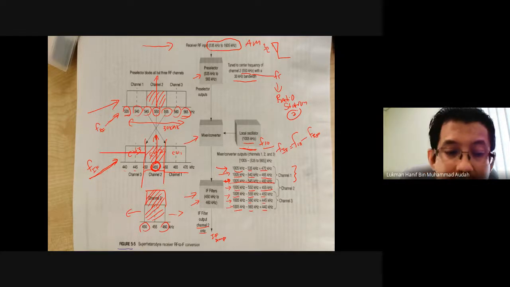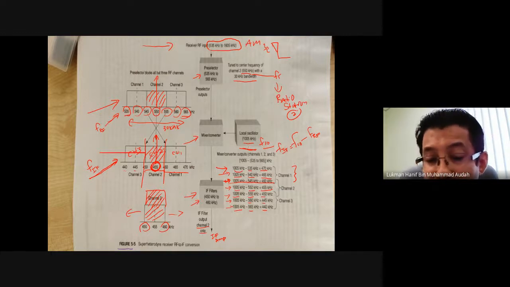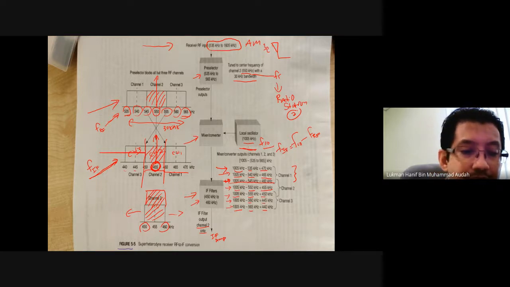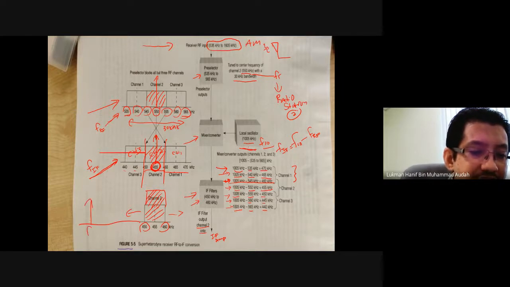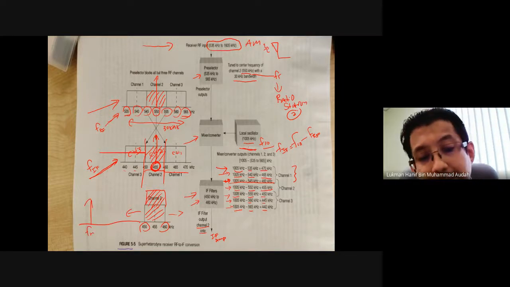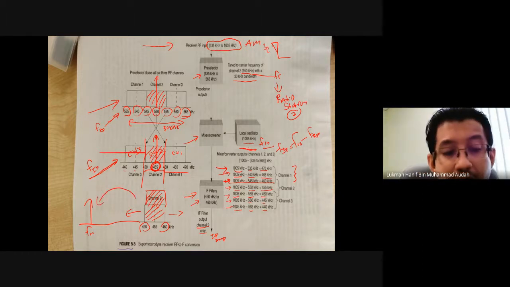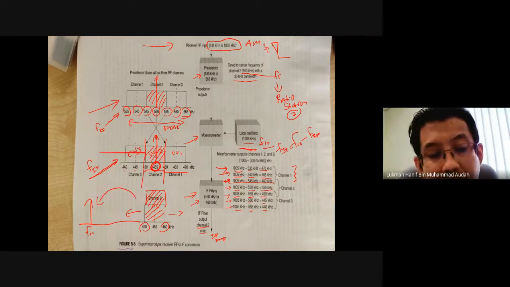So selepas daripada IF amplifier masuk ke dalam audio section, barulah dia buat proses demodulation to convert into message frequency. Selepas daripada IF section, barulah kita convert kepada original frequency message dengan cara melakukan proses demodulation.